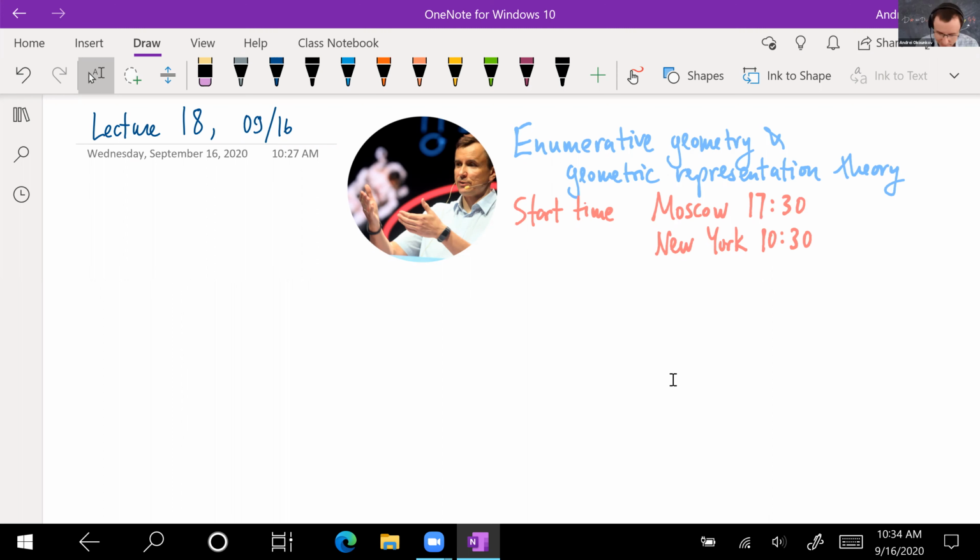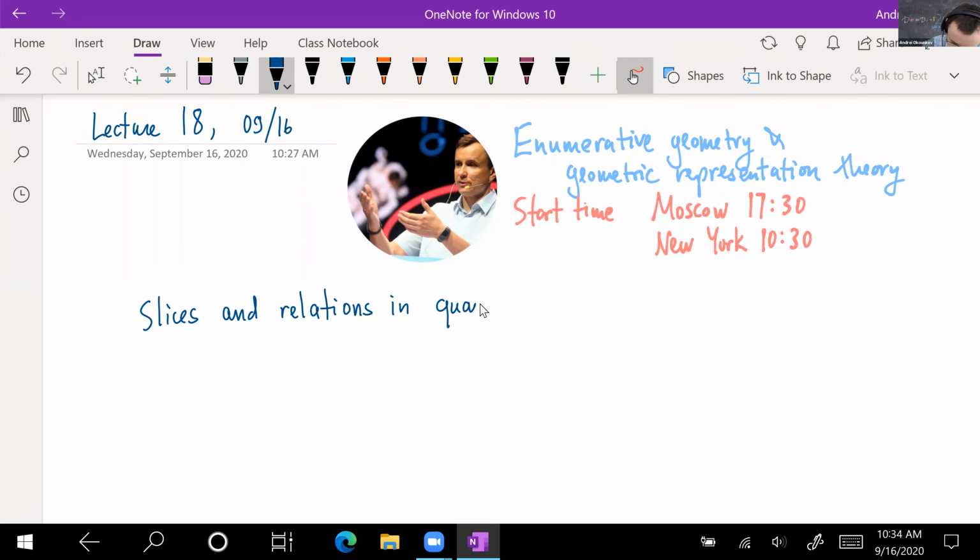To continue, today we're going to talk about slices and relations in quantum groups. This is a continuation of something we started discussing last time.